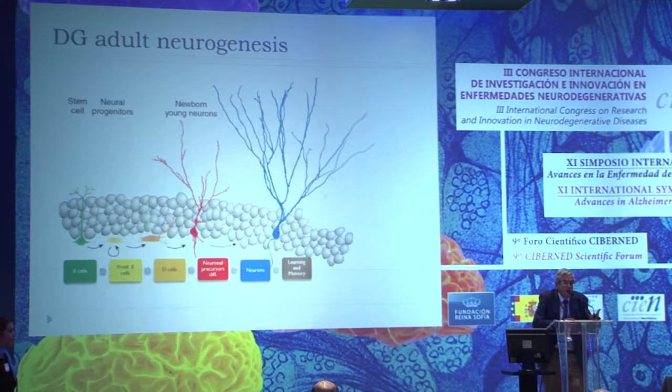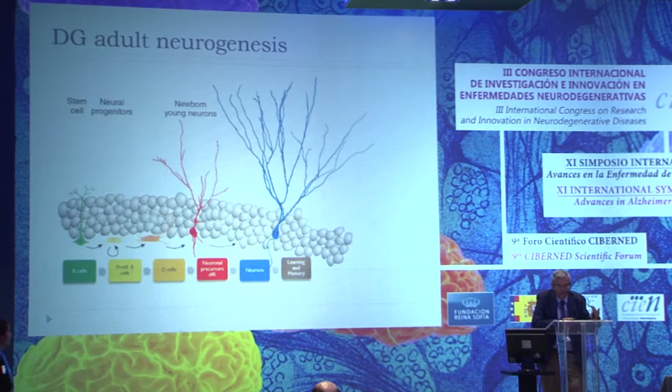This adult neurogenesis takes place from the first proliferation of some stem cells that start to proliferate and to differentiate into new neurons, and these new neurons could connect with the neural network, and the function of this new neural network is related with memory and learning.